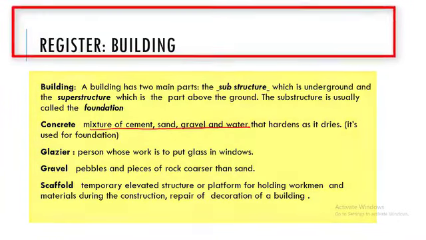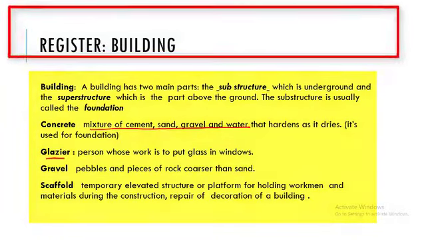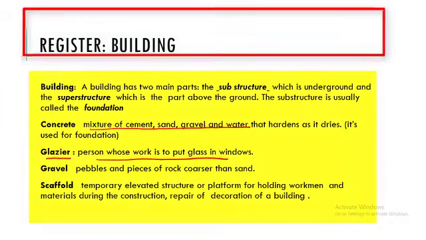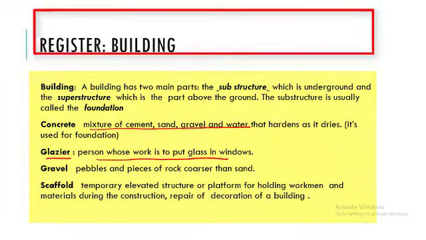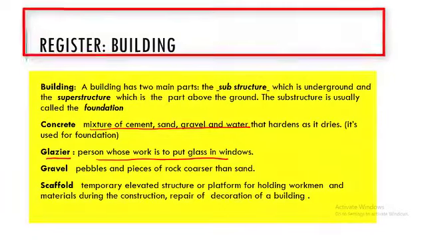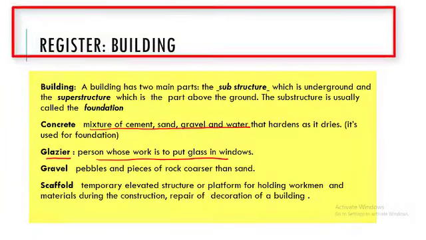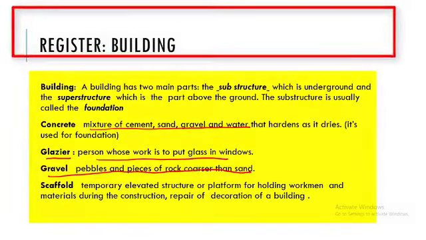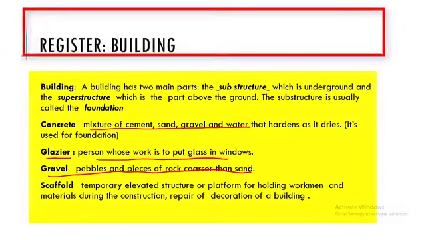Then we have who is a glazier. A glazier is somebody who fits glass into the window frames. Then we have what we call gravel. Gravel are pebbles and pieces of rock that are coarser than sand.